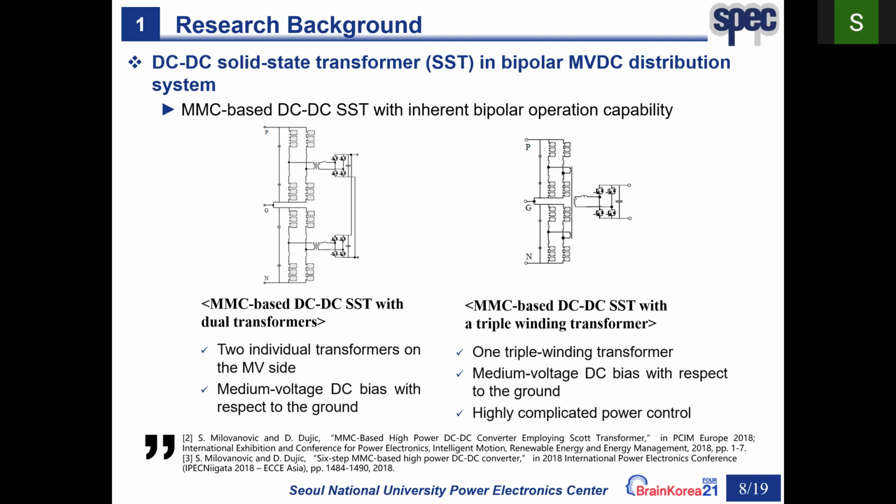And for the second solution, despite that only one transformer is used, both windings on the primary side are also subject to the medium voltage DC bias with respect to the ground, and the complexity of installation efforts still remains. Moreover, since the powers of the three ports of the transformer are tightly coupled as in a triple active bridge, the power control becomes challenging.